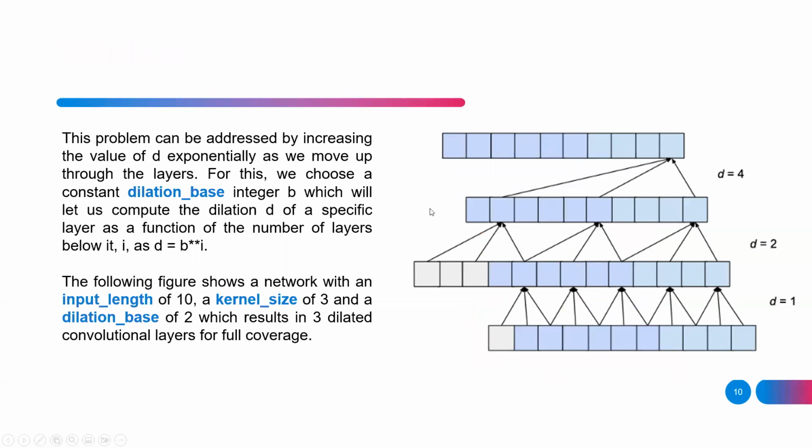Now, in a typical scenario where you want to have a full receptive field size, you might have a problem. How do we achieve that? The problem can be addressed by increasing the value of D, the dilation factor, exponentially, as we can see in this example. In the first layer, you can set it to 1, to 2 in the second, and 4 in the third, and so on. The following figure shows a network with a length of 10, a kernel size of 3, and dilation base of 2, which results in 3 dilated convolutional layers for full coverage. So in this case, you are getting the full coverage that you are interested in.